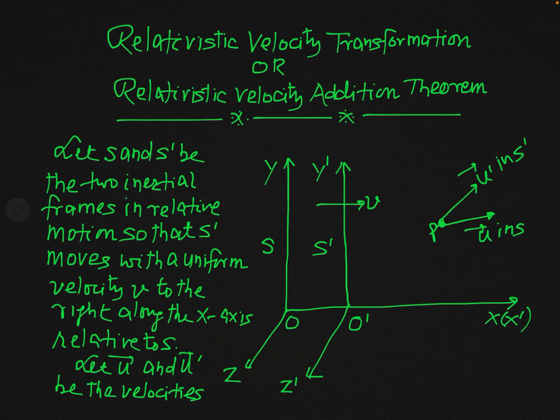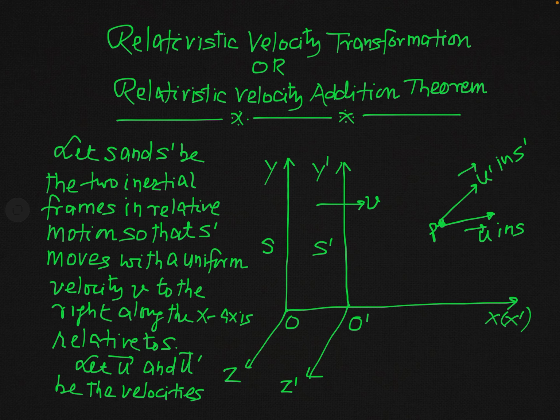You can see this figure. There are two inertial frames or inertial systems, S and S prime. And you are seeing here that we have assumed that the inertial frame S prime is moving with a uniform velocity v in the positive x direction relative to the inertial frame S. And let us consider there is a particle in motion, and the observers O and O prime of frames S and S prime are observing the motion of that very particle.